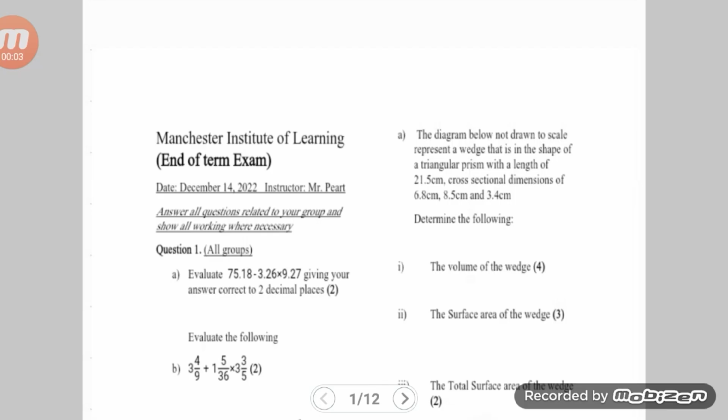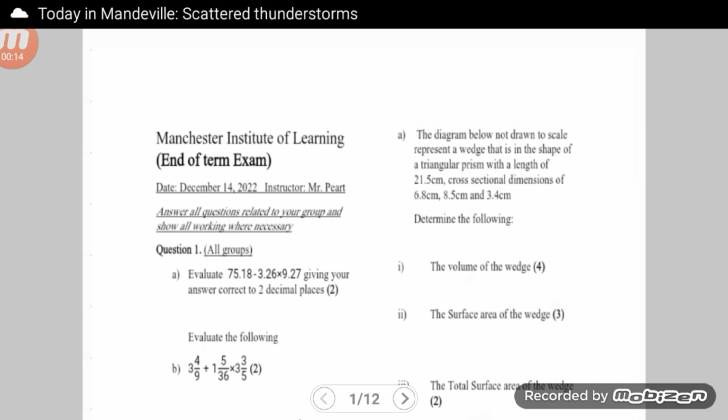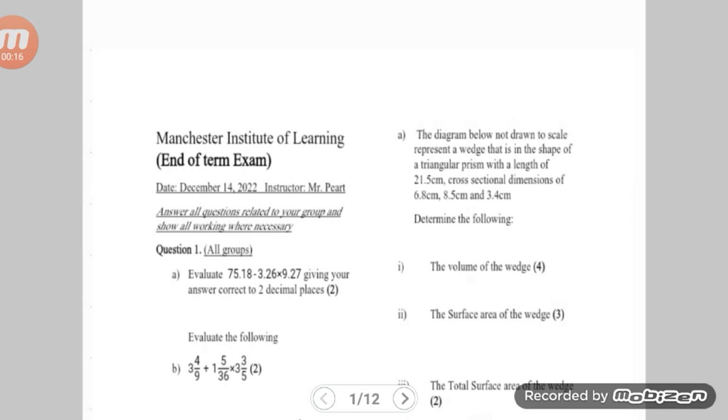All right, guys, so we're just going to move on to the next question here, which is of course the measurement question. It says here that the diagram below, not drawn to scale, represents a wedge.